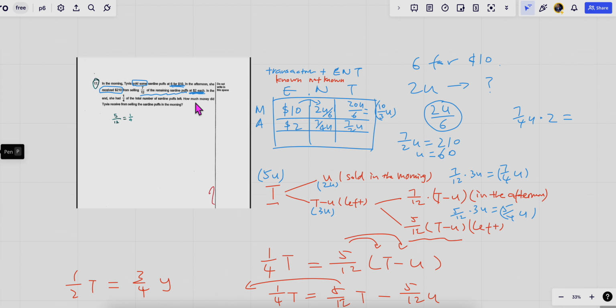What do they ask? How much money did she receive from selling the sardines in the morning? This one, right? So it's 20 times 60 over 6. So you get 10, so it's $200.